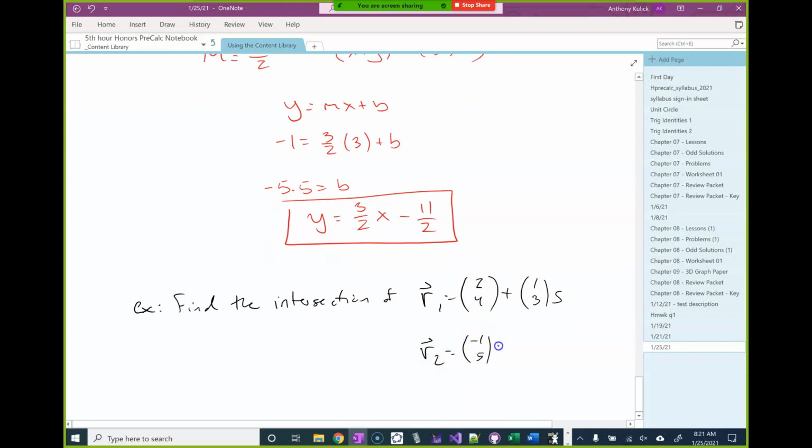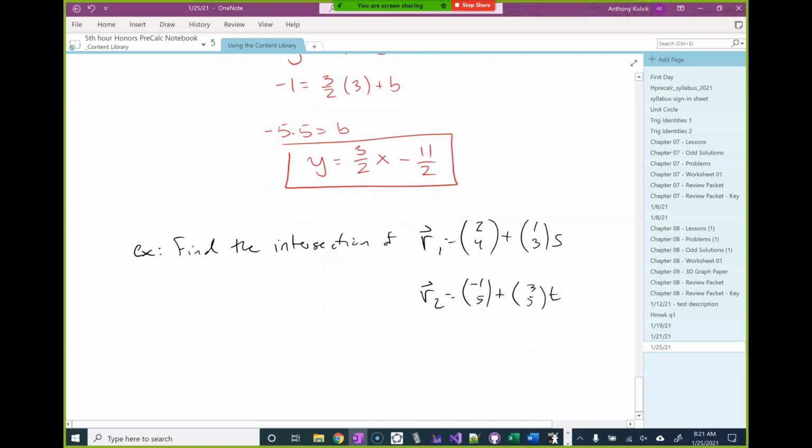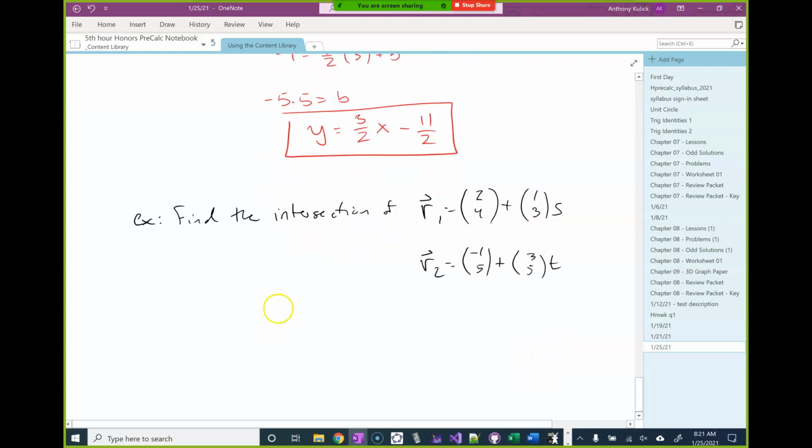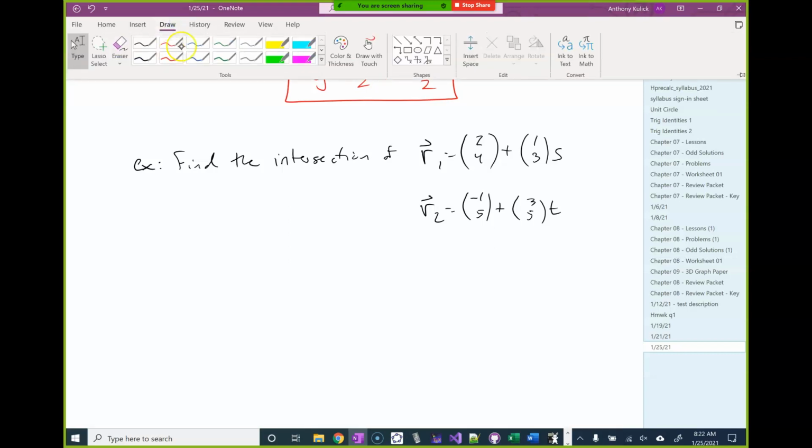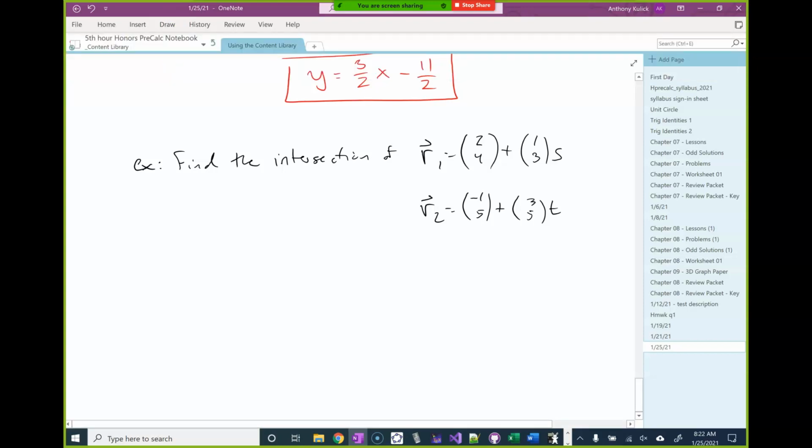Now, I acknowledge one way you could do this is to translate both of these back into slope-intercept equations and then solve a system to find that intersection. I don't want to do it that way. I want to do it the vector way. But I'm acknowledging to you right now that you could do it that way. It's not incorrect. So the idea here is that we need R1 to equal R2, right?